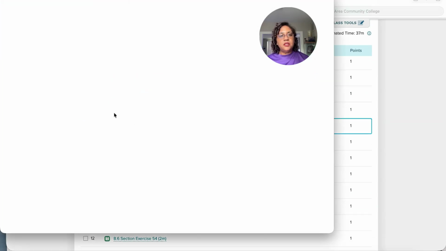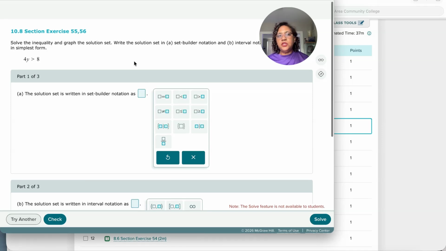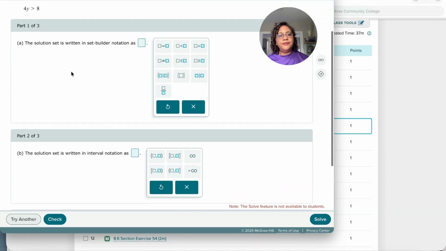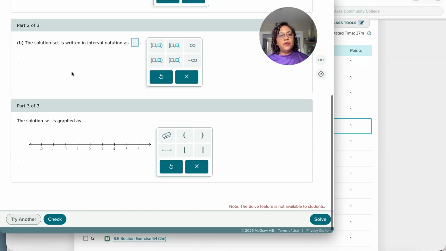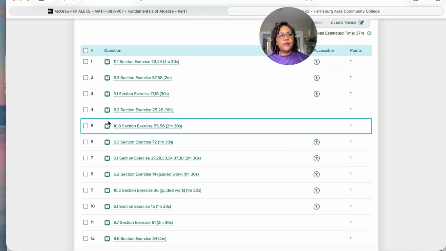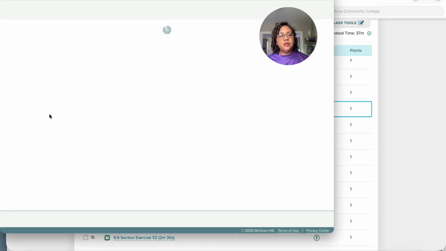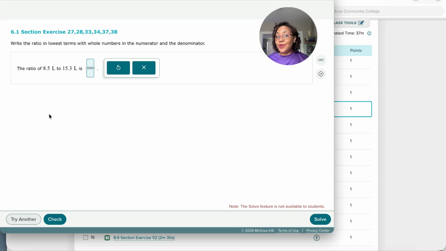Section 10.8. Inequalities. You just need to solve the inequality. And this looks like the type of problem where you have some steps, a guided solution. Already looked at 6.3. Sorry, they're not in order. I did not make this test. And then you have some ratios to write. Okay, the ratio of 8.5 liters to 15.3 liters.